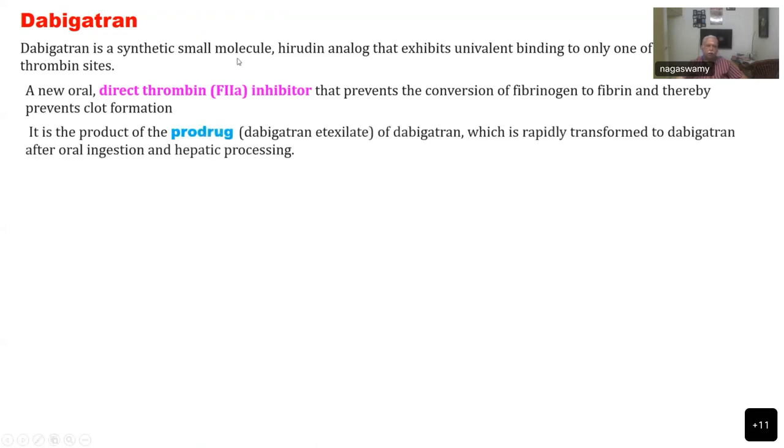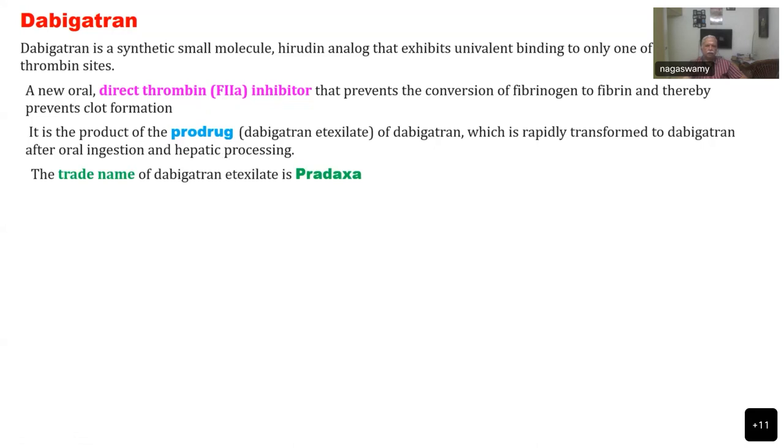And this is a prodrug. The important thing is dabigatran etexilate. This is the salt, etexilate of dabigatran, which is a prodrug, which is rapidly transformed after oral ingestion by hepatic processing into the active drug. So directly it doesn't act. It is like your diamorphine getting converted to morphine to produce the analgesic effect. So that is how this also is a prodrug.